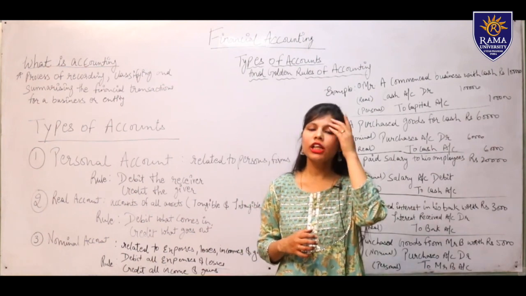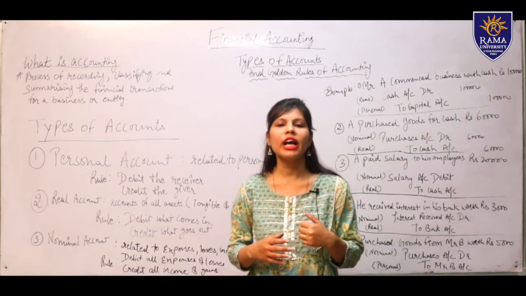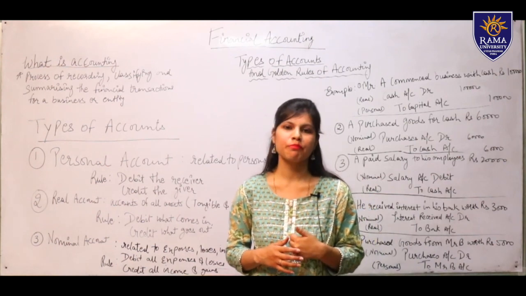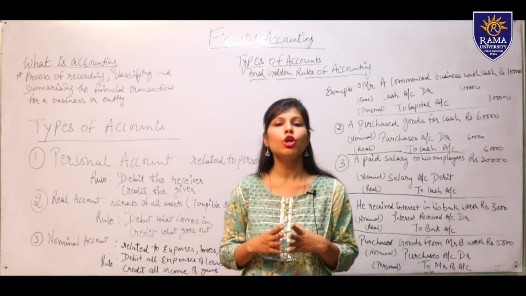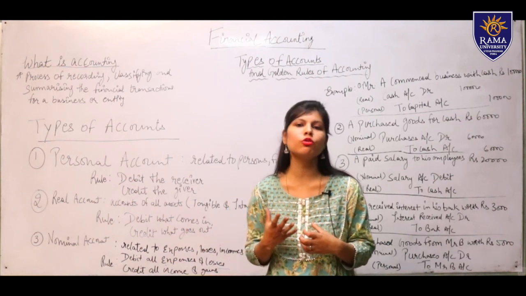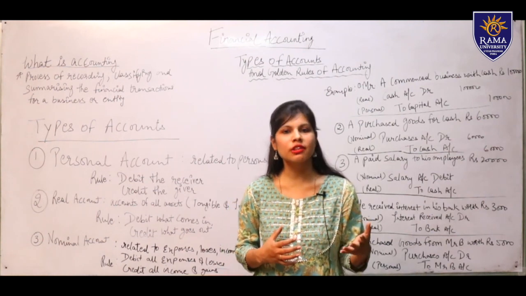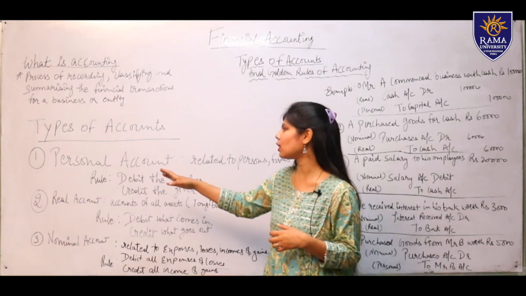Okay. Now we need to know what are the different kinds of accounts. We have three main accounts and three golden rules of accounting. These are the basics of financial accounting. If you don't know these golden rules, you cannot pass the journal entries or do ledger postings. So let's understand the first account.